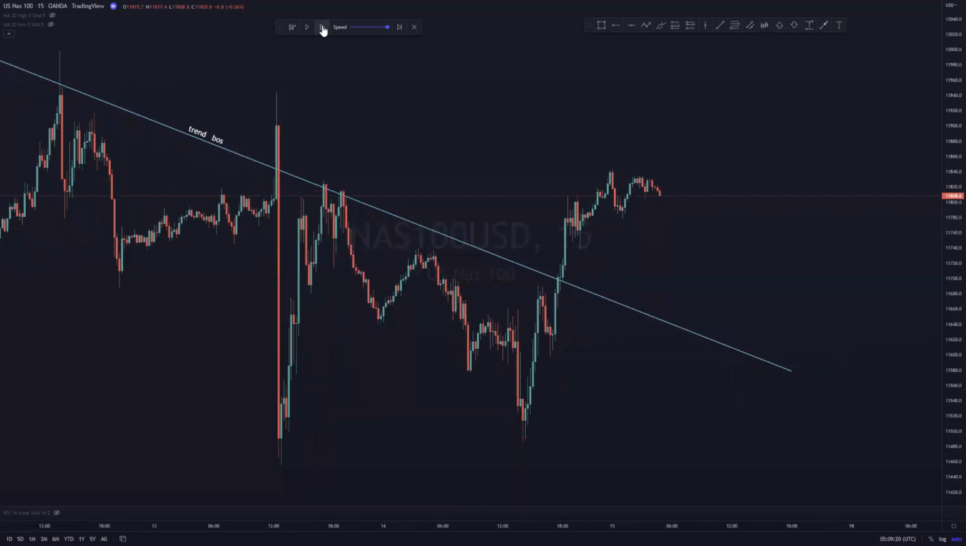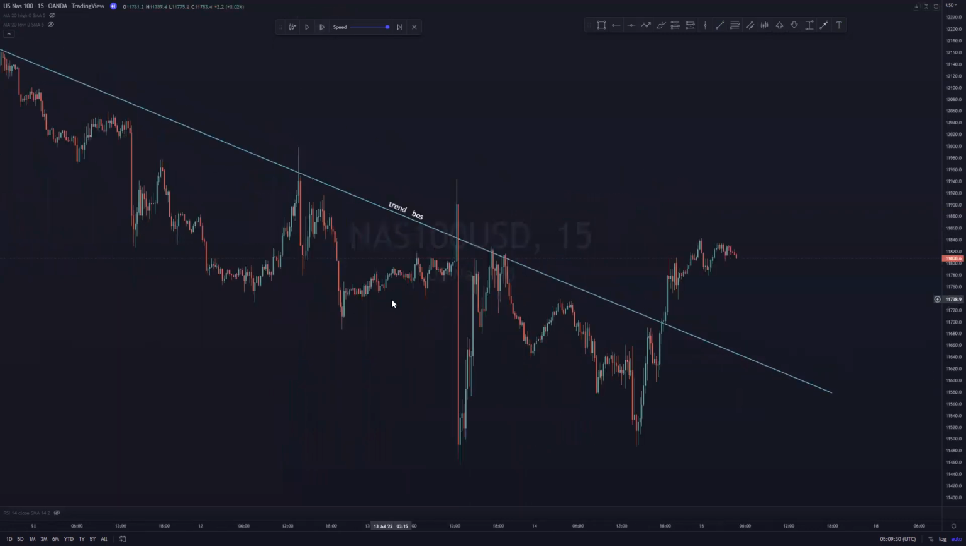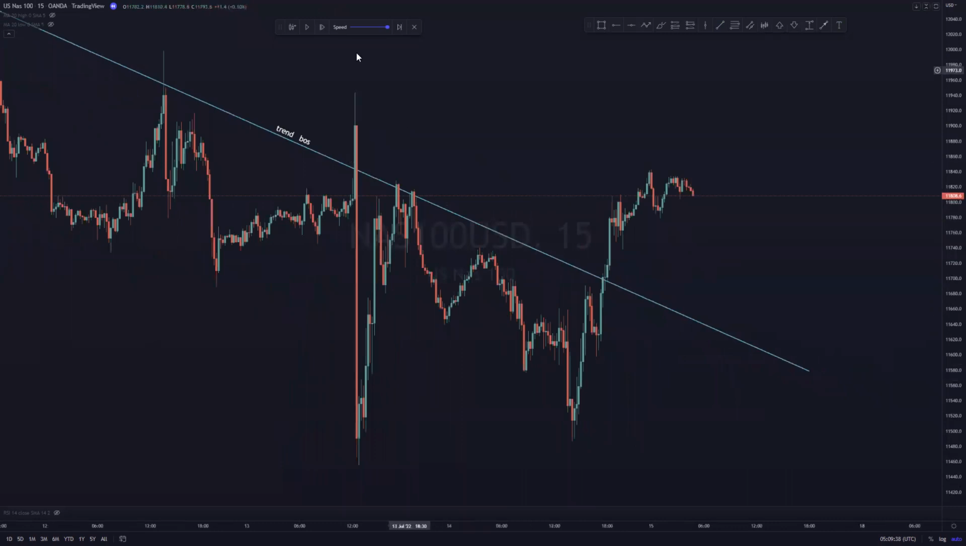Okay. Remember, patterns are the key. The trend is your friend. So you need a lot of patterns, a lot of waiting for the right moment and the right confirmation for you to take a trade.